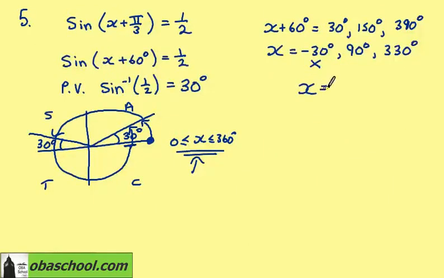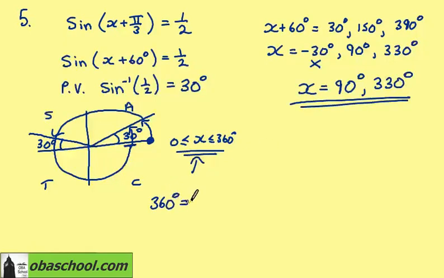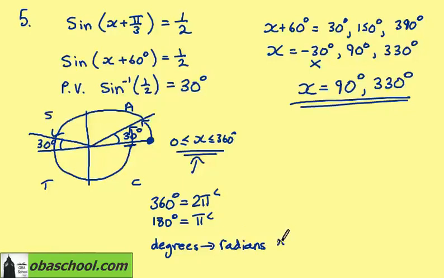So summarizing, we have that x is 90 or 330. But we need to give the answer in radians. 360 degrees is the same as 2 pi radians. So 180 is the same as pi radians. To convert from degrees into radians, we need to multiply by pi over 180.